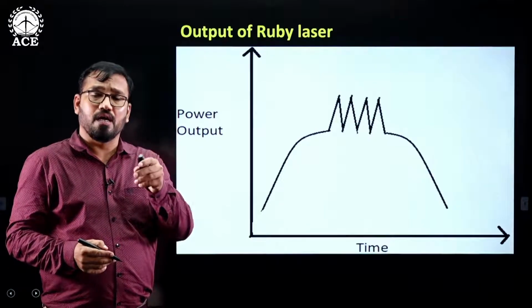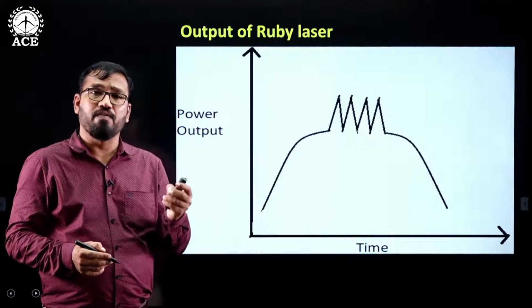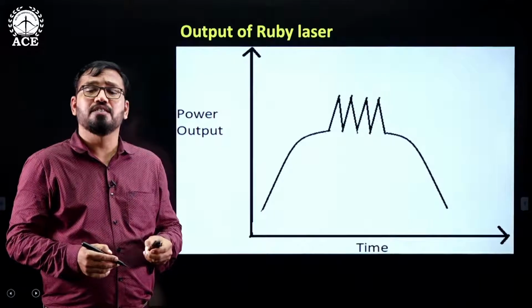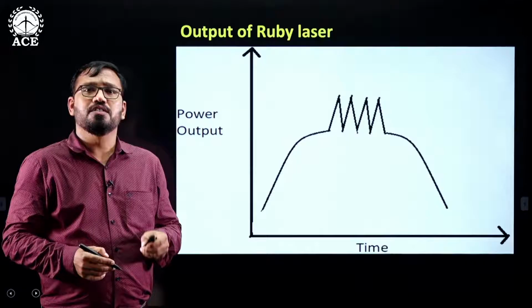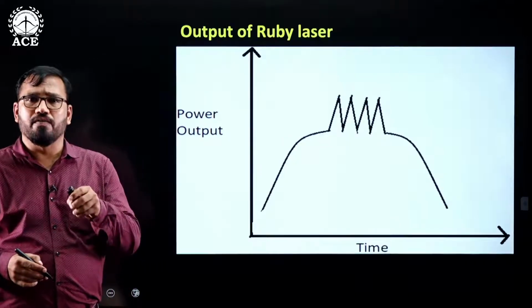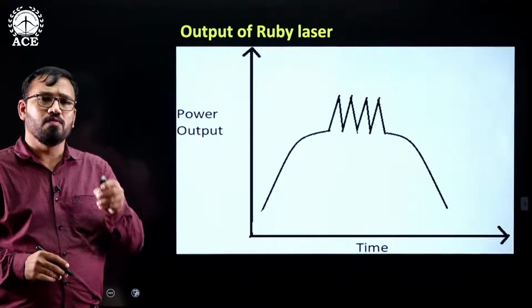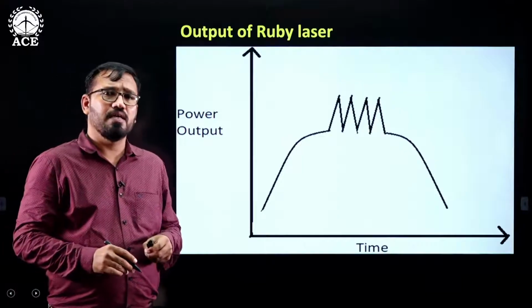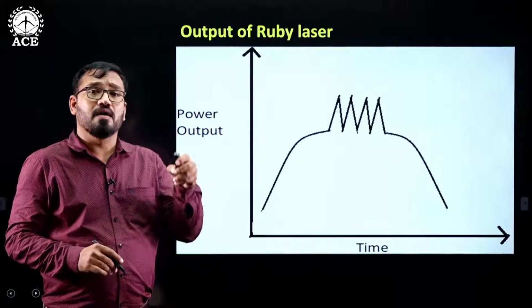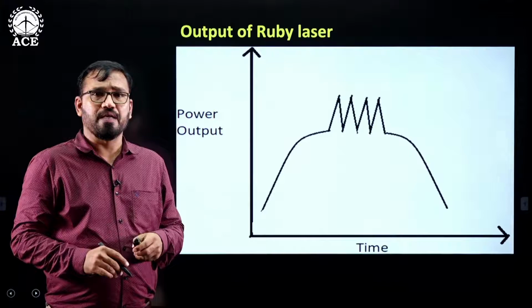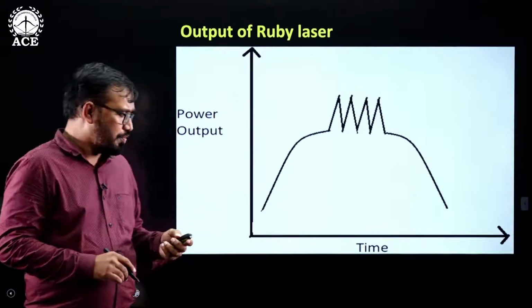How many laser wavelengths are we getting? 2 wavelengths, 6927 and 6943 angstrom. 6943 angstrom is the wavelength of a ruby laser. What is the color of the ruby laser? Red color. What is the color of the ruby rod? Pink color. Okay. So I hope you understood.